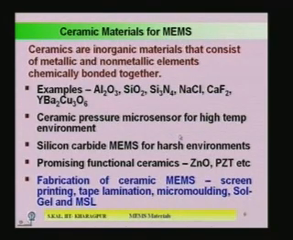Ceramic pressure microsensor for high temperature environment. In which area are ceramic materials promising? Particularly two areas: one is high temperature and the other is harsh environment. So, in high temperature and harsh environment, you cannot use the metallic MEMS, because most of the metal at that high temperature will become softened and its property will be lost.